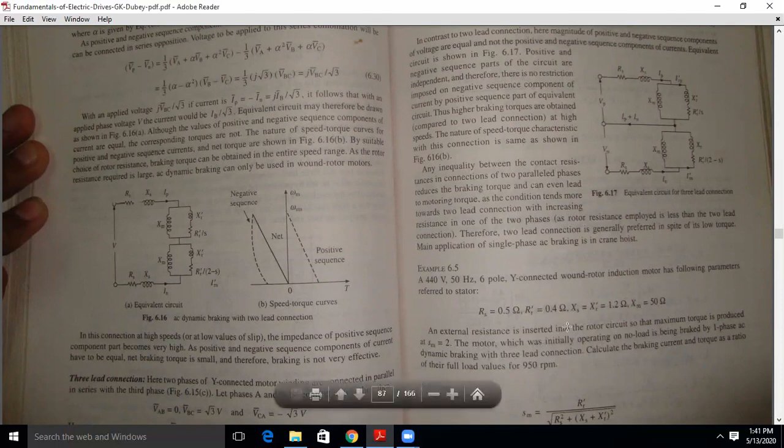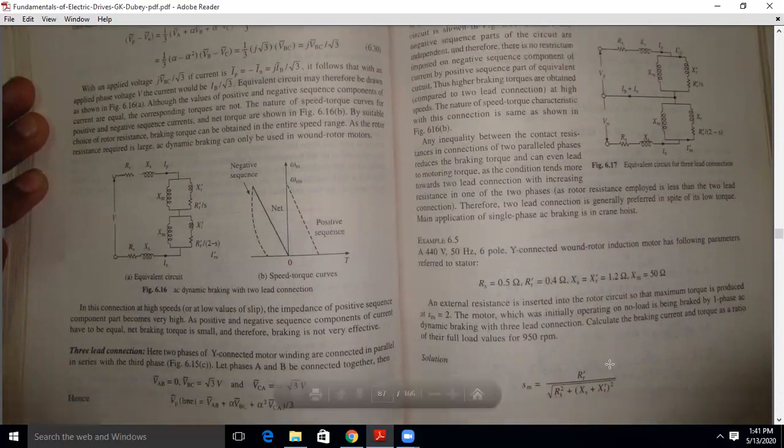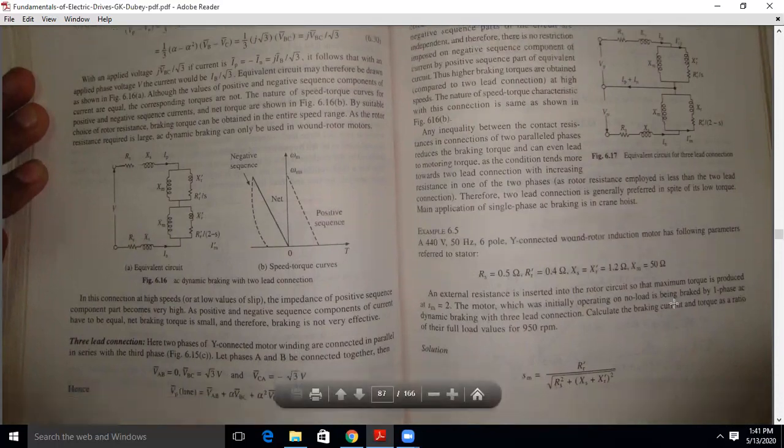So it is again based on the AC dynamic operation of the motor with 3 lead connection. So what is asked here? So here braking current is asked, okay, and the torque as a ratio of their full load value is asked. So we need to understand what is that particular AC dynamic braking. Okay, so we have seen the 2 lead connection as well as 3 lead connections.